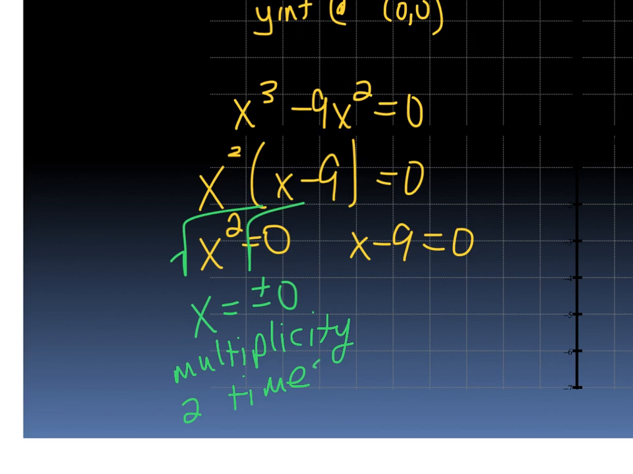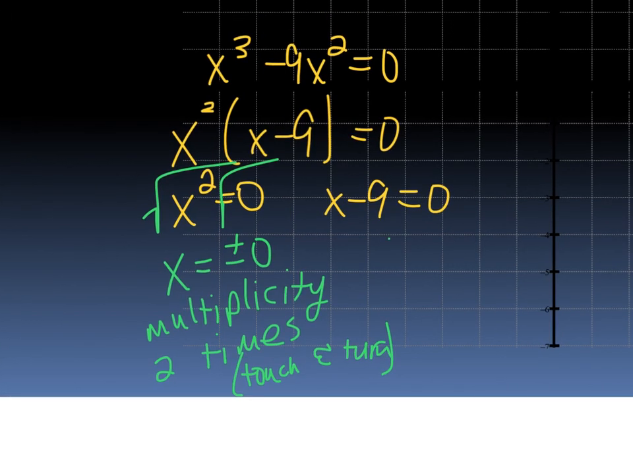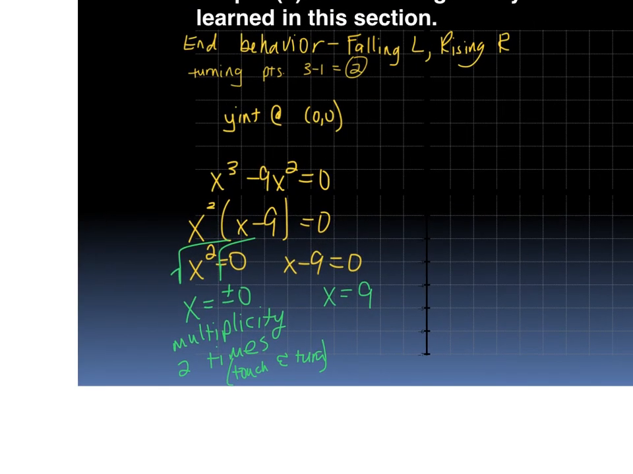So at 0, what's my graph going to do? Touch and turn. It's going to bounce. You can call it either thing. And then where's my other x? At x equals what? 9. So let's graph.